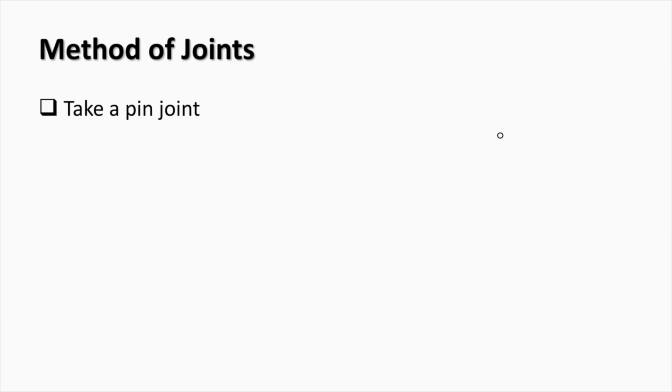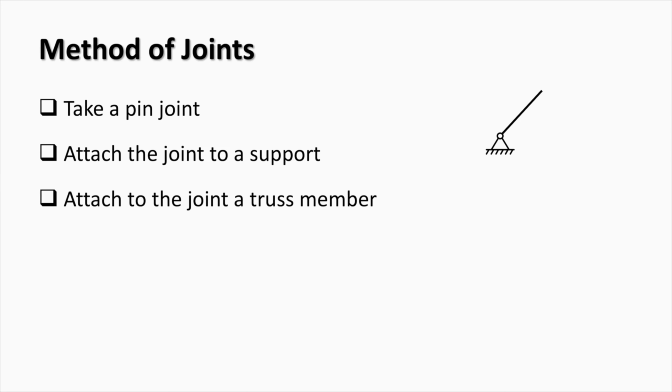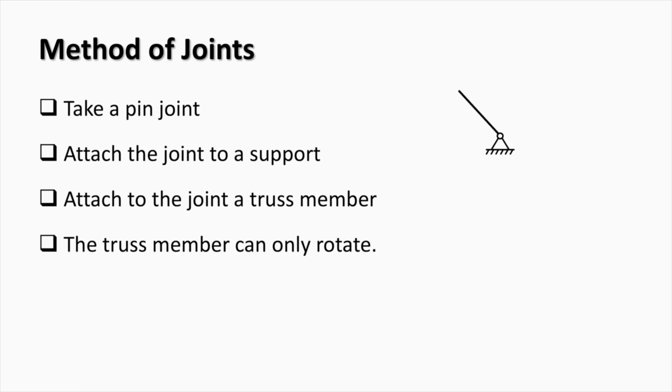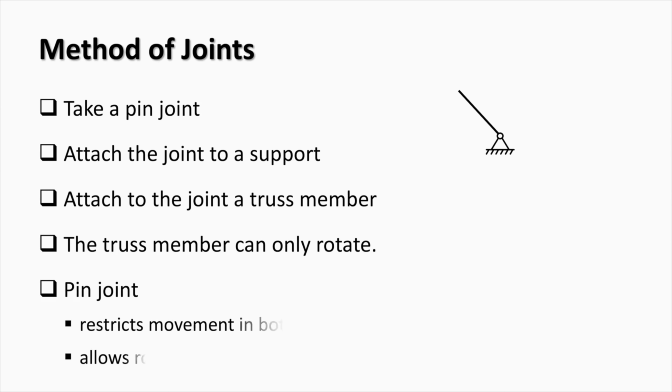Let's consider the action of a pin joint. We take a joint and attach it to a simple support. Then we attach a truss bar to this joint. The truss member can only rotate around the joint. Any other movement is restricted. As a result, the pin joint restricts movement in both horizontal and vertical directions, but it allows for rotation around the joint. This means that to keep the joint in equilibrium, translational horizontal and vertical equilibrium should be enforced, while the rotational equilibrium is automatically satisfied.